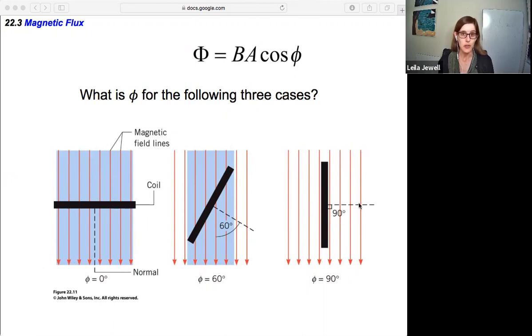It's no shaded region. So that introduces how you can figure out the angle by determining the direction of the magnetic field lines and what angle they're making relative to the normal, the perpendicular intersection of your area of interest.